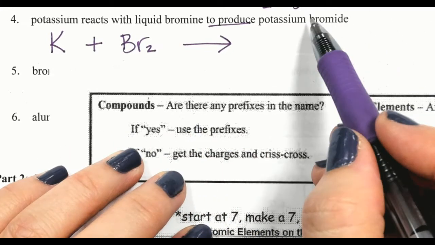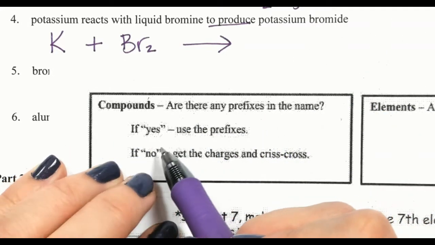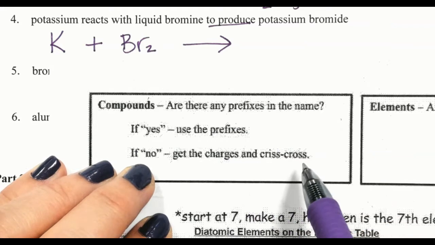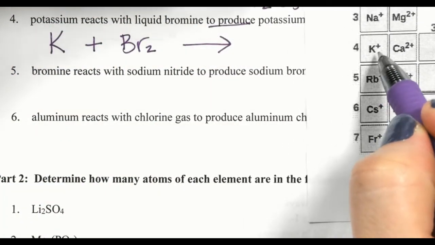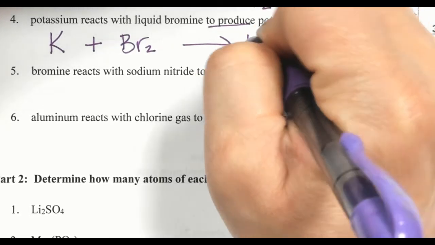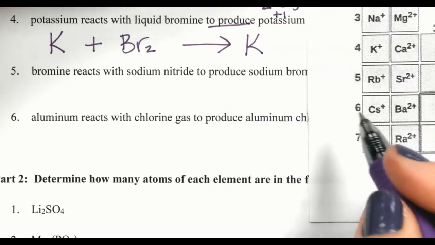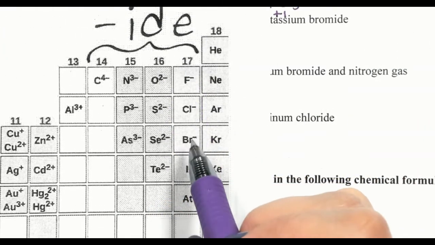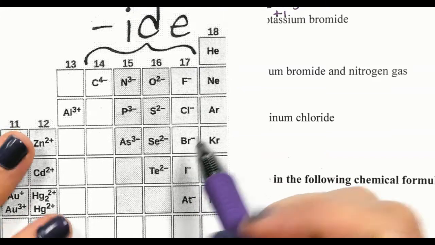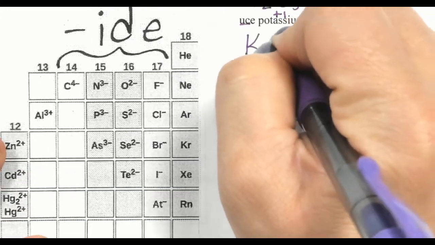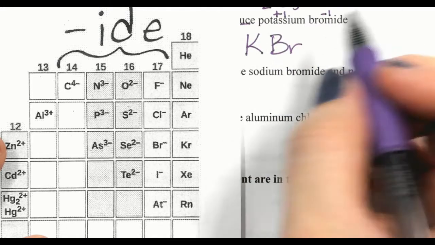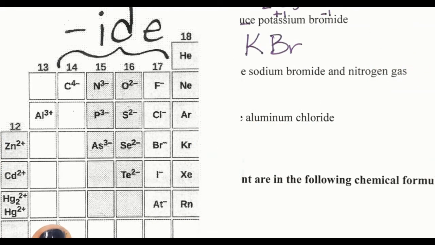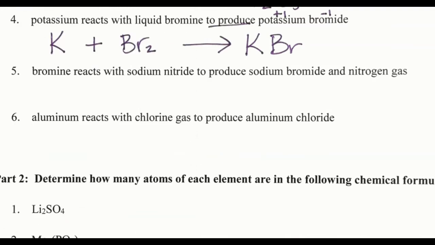This compound does not have any prefixes in the name, so since there are no prefixes, we need to get the charges and crisscross them. Potassium on the periodic table is K with a +1 charge, so I'm going to write the K here. I'm going to write the +1 above the name, and then we have bromide, which is one of our ides, and there's bromide. It's Br with a -1 charge. So the -1 goes there, and the Br goes here. Because +1 and -1 cancel with each other, the subscripts are 1 and 1. So you don't have to do anything when your charges cancel with each other.